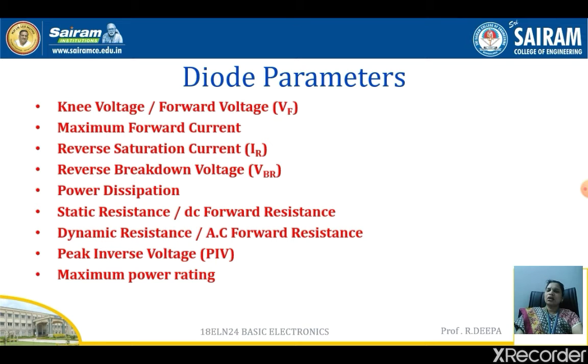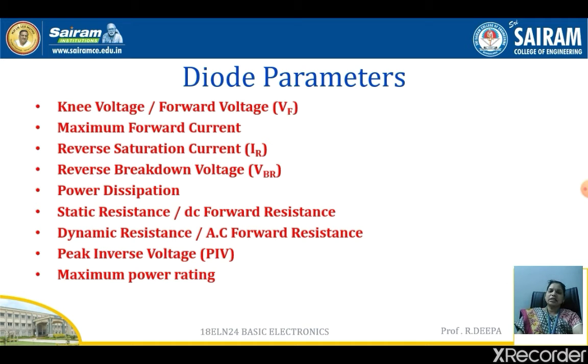Dynamic resistance or AC forward resistance. It is the resistance offered by the PN junction under AC conditions. It is denoted by the letter small rf. Small rf is also represented as the ratio of change in the input voltage applied to the corresponding change in the forward current. It is also represented as the reciprocal of the slope of the forward characteristics.